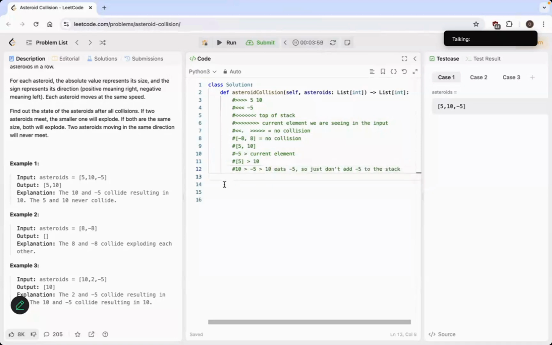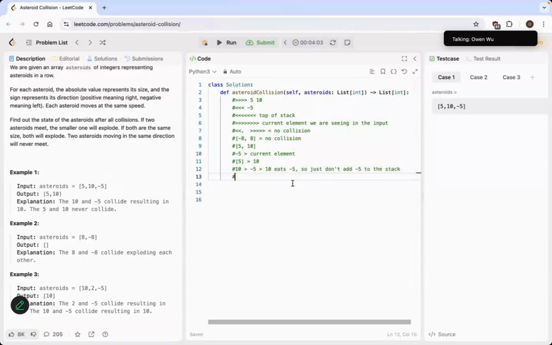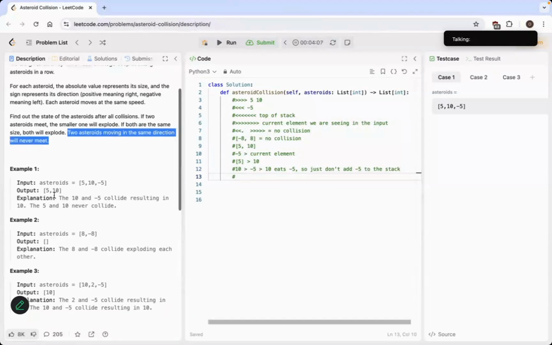At the end, if there's only one element in the stack, that element is just going to be the only asteroid left. Or in the case where there are no more collisions to happen, basically anything that could have possibly collided has already collided, meaning the stack is empty, then we can just return the state of the stack. Or if it's not empty and we reach the end, then we can also just return the state of the stack.